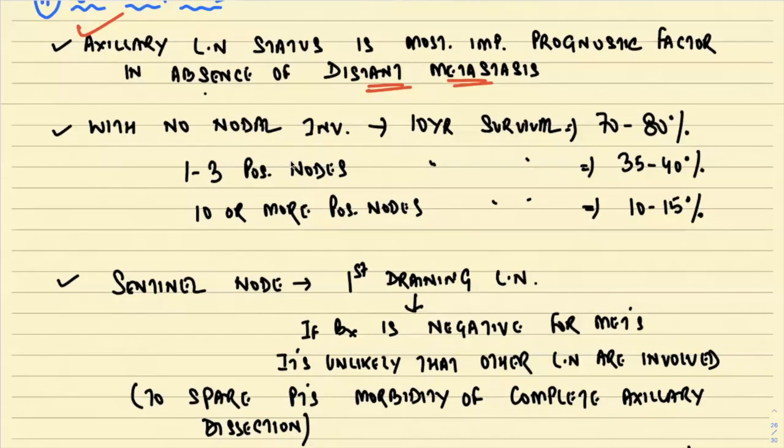Now, why is it important? If breast carcinoma is there without any axillary lymph node involvement, the 10-year survival is 70 to 80%. If 1 to 3 positive nodes are there, then the survival drops to 35 to 40%. And if 10 or more axillary lymph nodes are positive, the 10-year survival drops to only 10 to 15%. So it is very important. The axillary lymph node is a very important prognostic indicator.